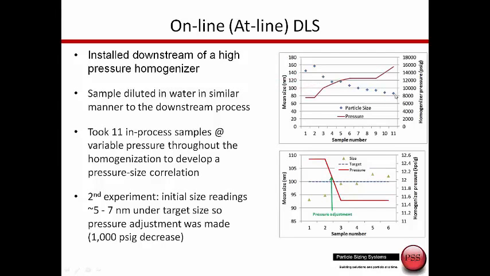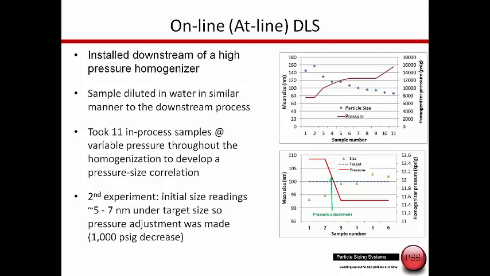Once the customer understands what the optimum pressure is, in this case, the customer wanted to generate particles right at 100 nanometers. Then as they start doing batches, you see here at the beginning of this batch, the particles are actually undersized. So they reduced the pressure and then started generating the particles exactly in the size range where desired. So this is a unique capability of being able to take the Nicomp optics and algorithm and apply it to online measurements.